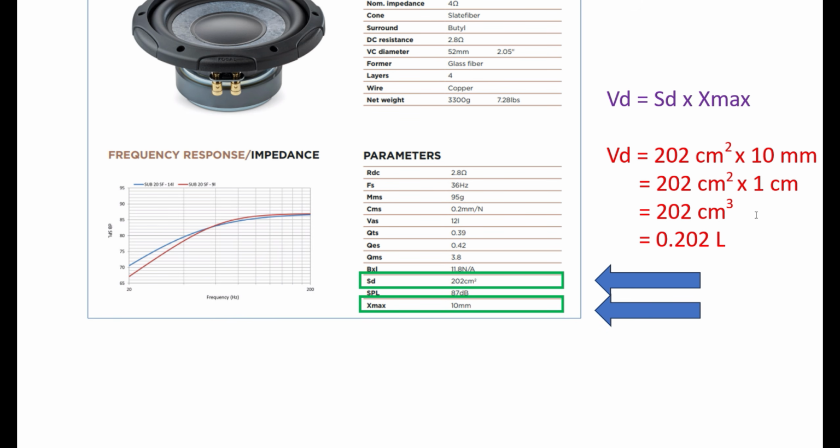Now that is the maximum, or the Xmax from center point to forward. So if you want to work out what the total peak to peak air movement of a speaker is, then of course you double this. So peak to peak would be 0.4 of a litre, right? And as I said, this is handy if you wanted to have a look at two subwoofers and find out which one is more likely to make more bass, just by comparing the displacement capacities.